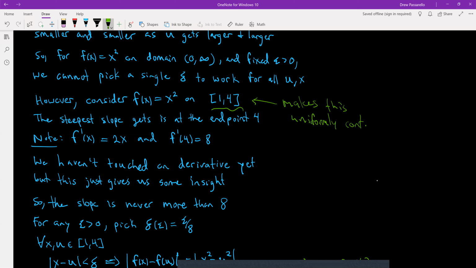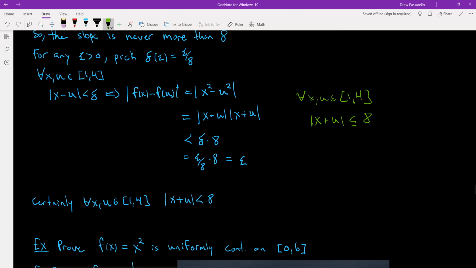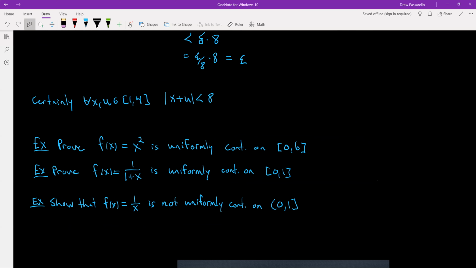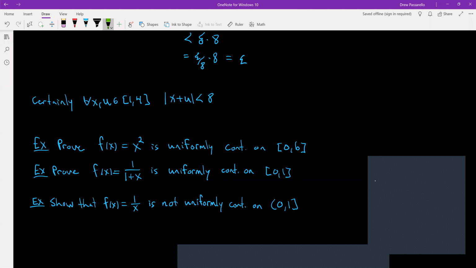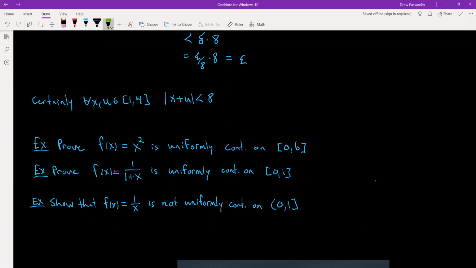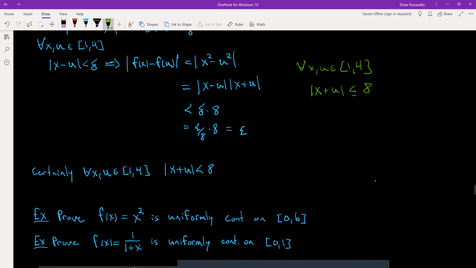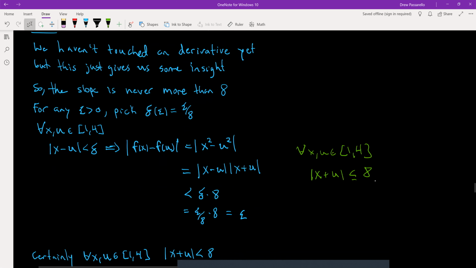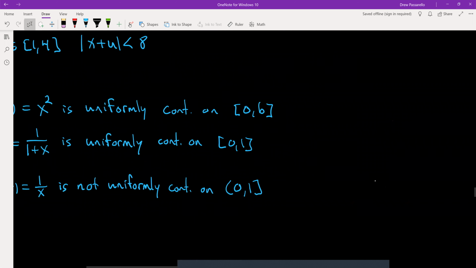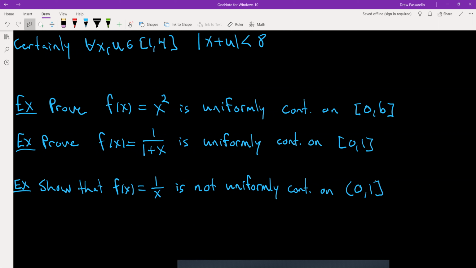However, if we had the open interval from 0 to positive infinity, it cannot be made uniformly continuous. All right, so these are 3 examples, and we're going to show either it's uniformly continuous or it's not uniformly continuous. All right, so let's do the first one. And this one, I mean, we already did it for the closed interval 1 to 4. It's going to be sort of similar. Now we're doing it with the closed interval 0 to b.